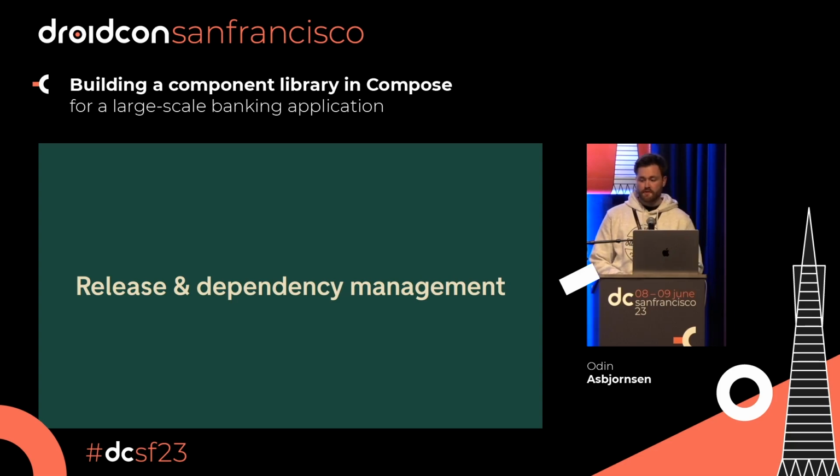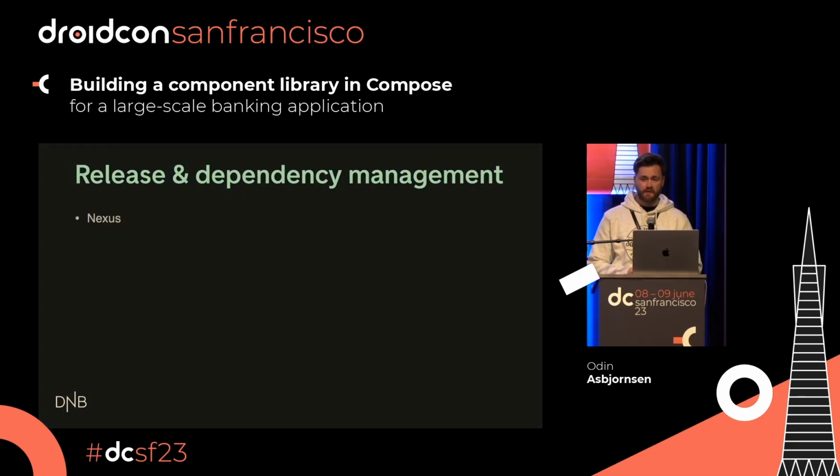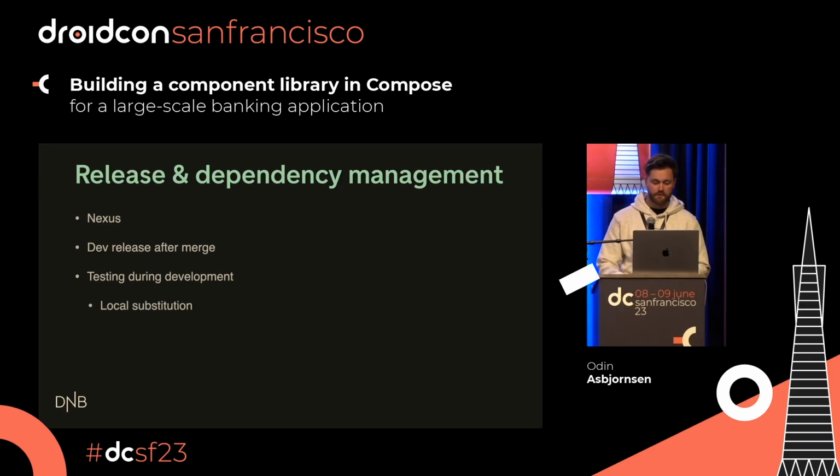So also, how do we do release and dependency management of this library? For us, we have a locally hosted Nexus instance, which we push our library to. We also do dev releases after we merge code. And then for testing during development, we use something called local substitution. And we also publish to Maven local. And we use Showcase a lot, and previews.